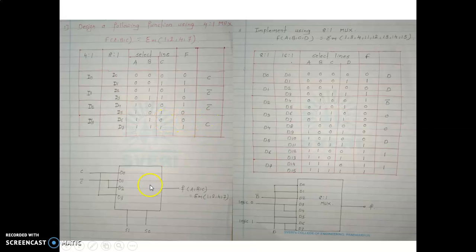Then we have to put a C. And to represent a 4 to 1 mux, we have to consider 4 inputs, 2 select lines and 1 output. So D0 and D3 are connected to C, and D1 and D2 are connected to C bar. The same way, we can implement the example by using an 8:1 mux.